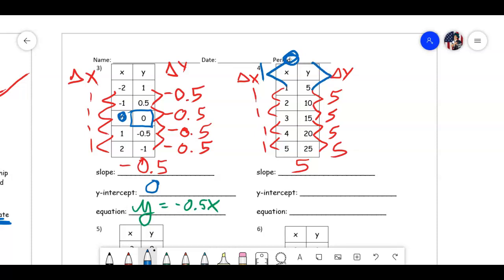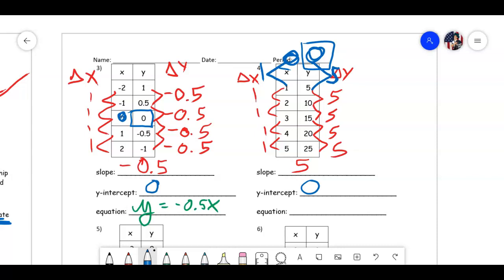You add it to the table. So if I'm going back 1 on the left side, on the x side, I'm going to go back 5 on the y side because that's the rate of change. And what's 5 minus 5? 0, okay? So in this case, when x is 0, y is 0, right?